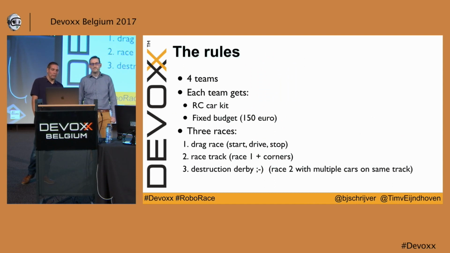So this is the challenge we set. 4 teams. Every team gets an RC car kit, just a basic thing you can buy in the stores or pick up online. I think it will set you back around 150 or maybe 200 euros. We got a fixed budget for sensors and other hardware on the car of 150 euros. And then there's 3 races. The first race is just a straight line. So we start in a start zone. There's a starting light.